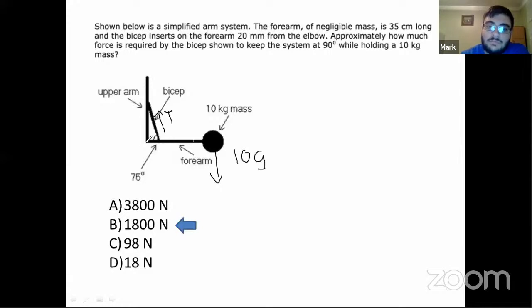Right, and we know that this is the point of pivot, the elbow. And we always try to use meters. So this is 35 centimeters long, which is 0.35 meters away. This force is being applied 0.02 meters away, right? And it's applying an upward force.